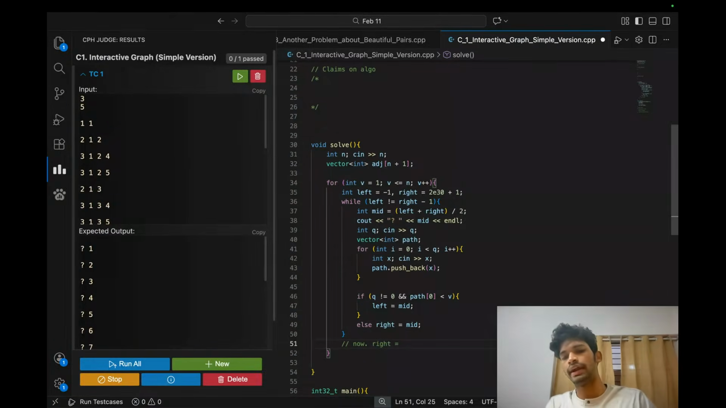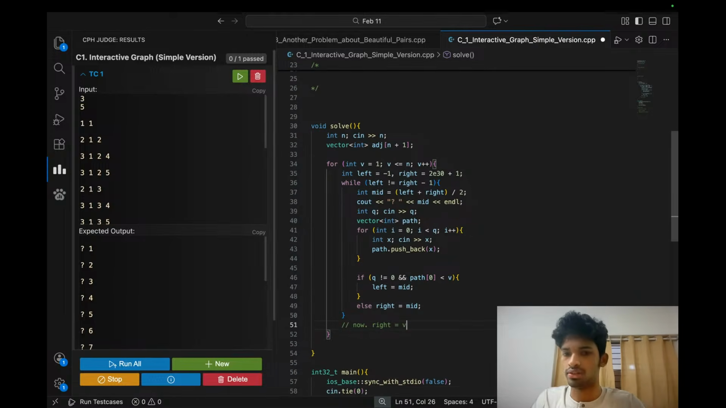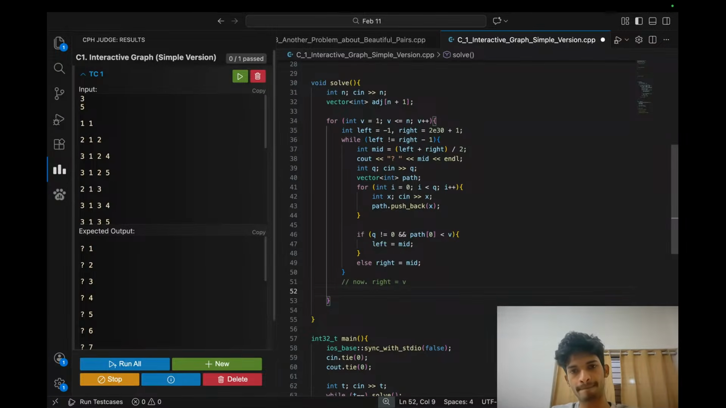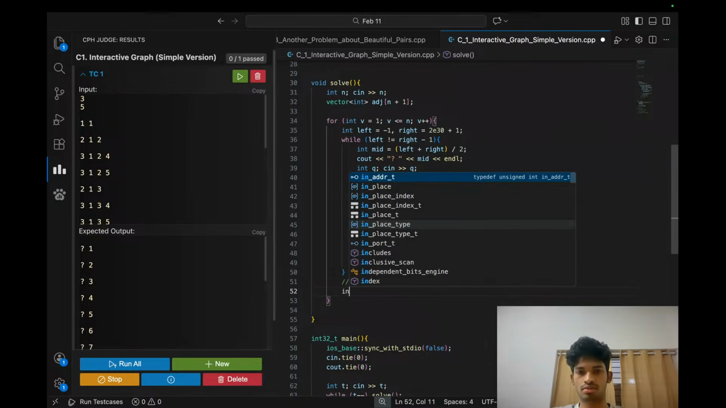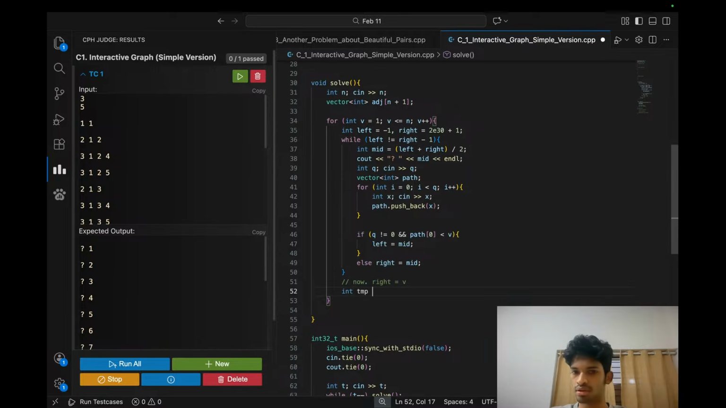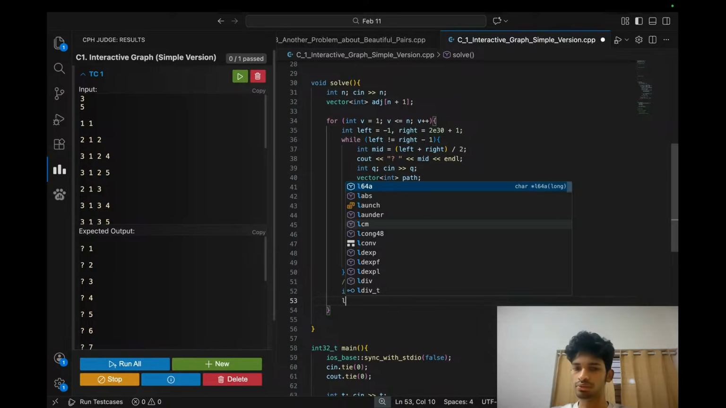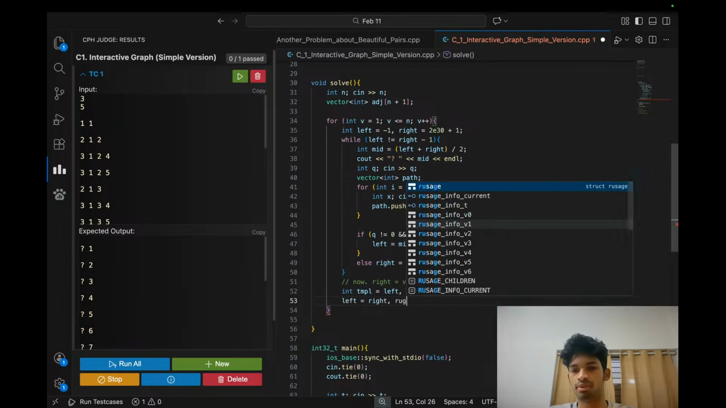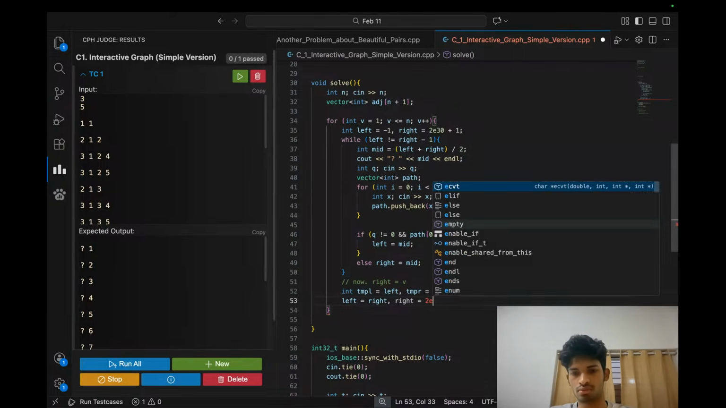Now right equals to u. Like at right you have v and nothing else. So right plus 1, you can start from right plus 1 now. Okay? So int left equals to, okay. Temp L equals to left, temp R equals to right, let's say. So now we can keep left equal to right because this doesn't have that. And temp R you can keep the same big value, 2e30 plus 1.